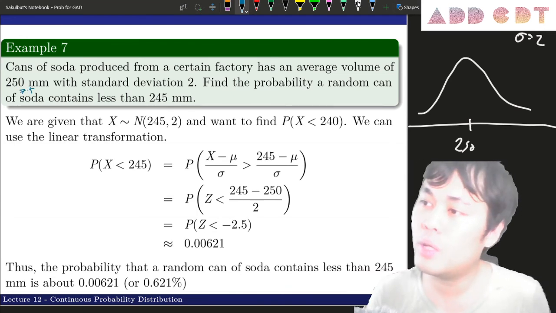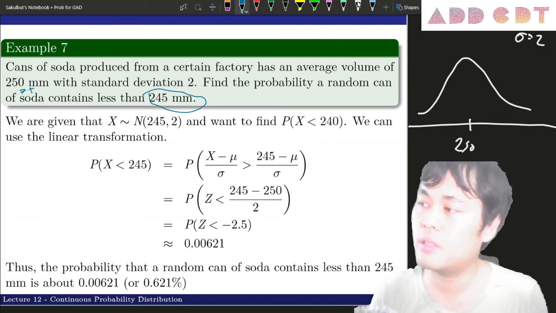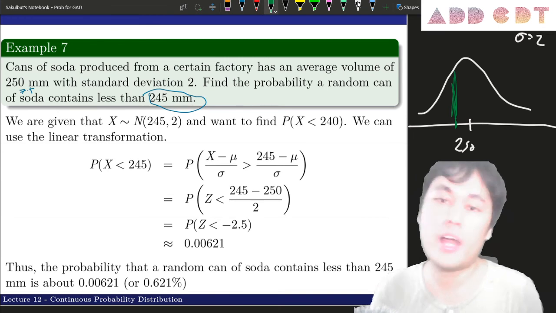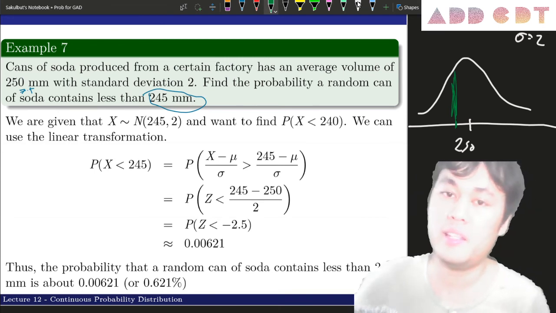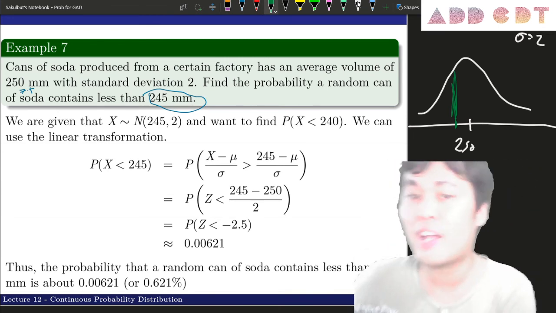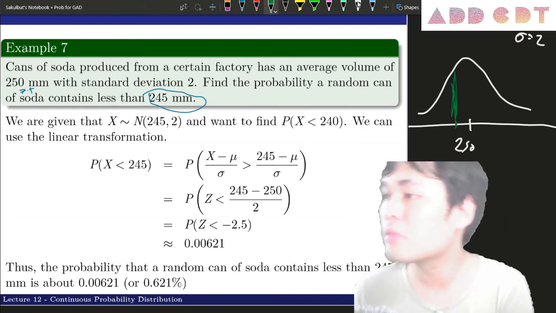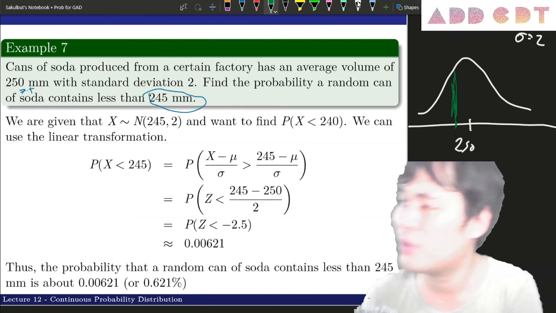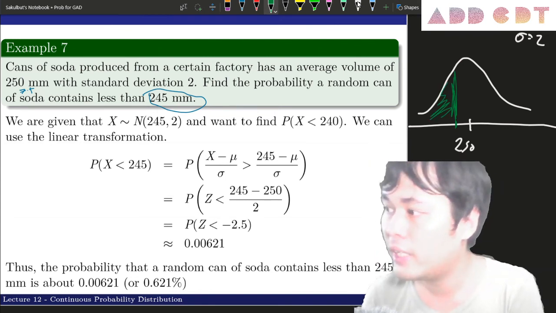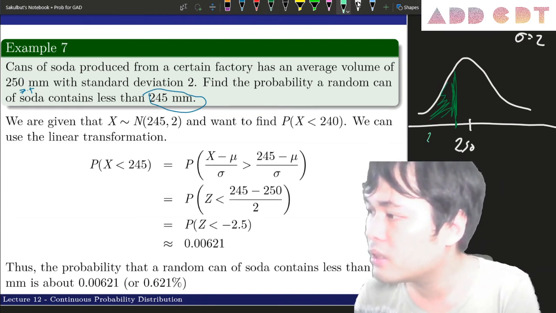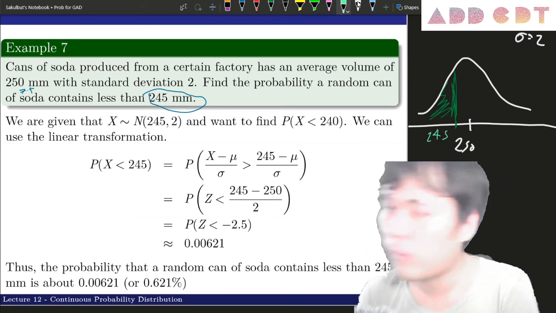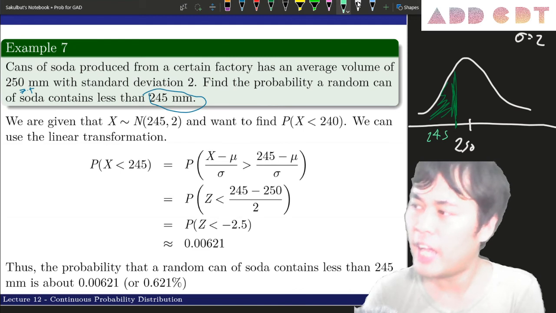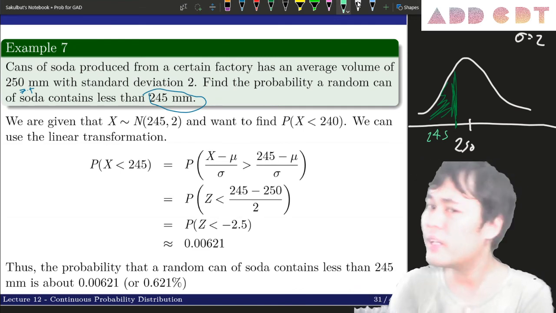But anyway, we are concerned about the case when it's too low, right? If the volume is higher than 250, I believe all your customers are gonna be happy, right? No one is gonna complain. But if the volume is too low, if you expect that amount of soda and you get less, then you are gonna get grumpy. So we want to know, is that going to happen often enough that I have to worry?